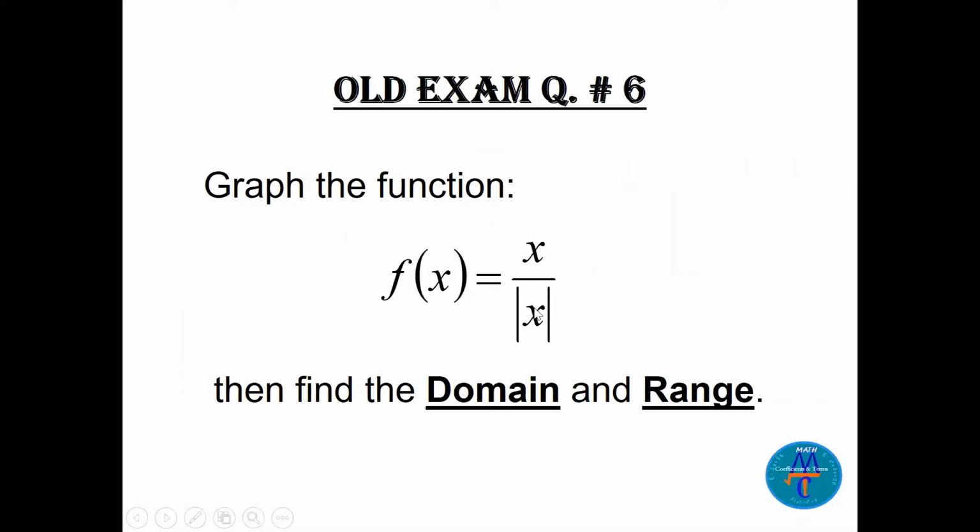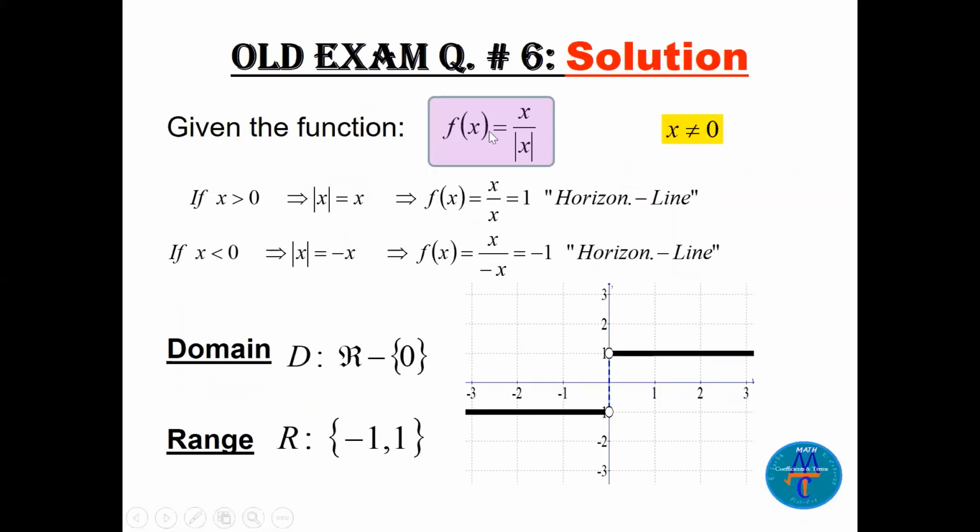Another nice function with absolute value, f of x equals x over absolute value of x. You can also do it two ways. You can either take some points, but remember x cannot be 0, or you take two conditions, x one time positive, x one time negative. This is what I prefer. So that's the function. Remember here the condition, x cannot be 0. So if I say x is greater than 0, I know the absolute value is x. So I put x over x is 1, a horizontal line.